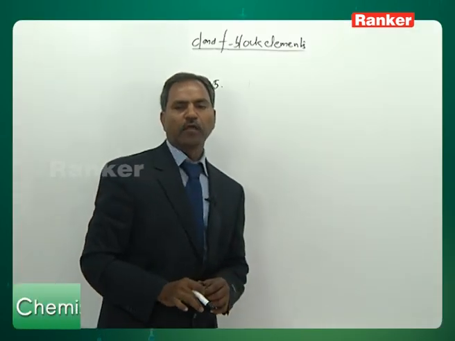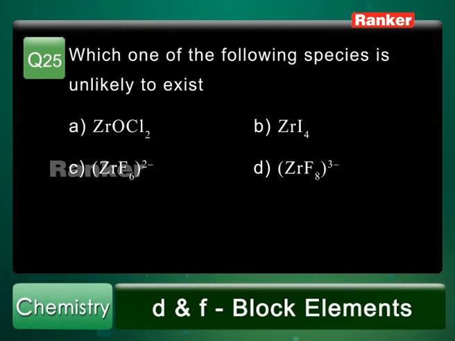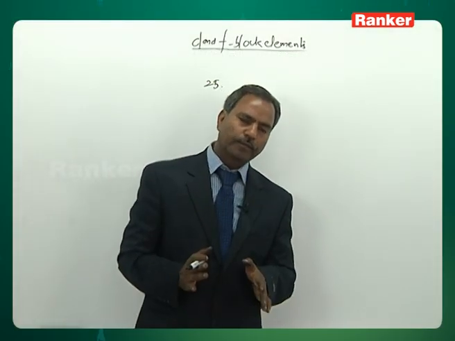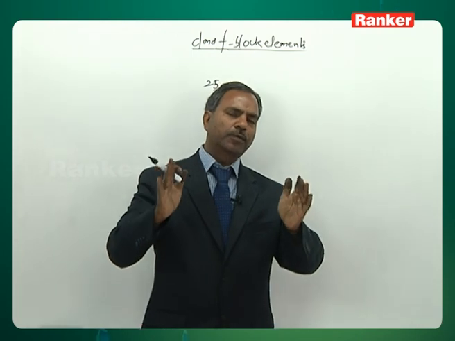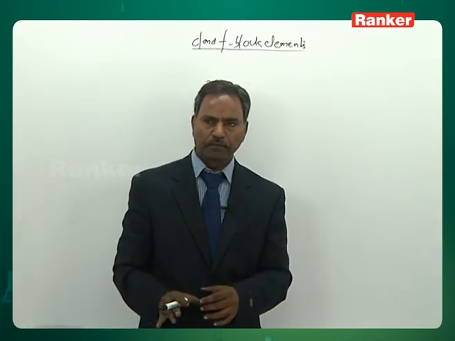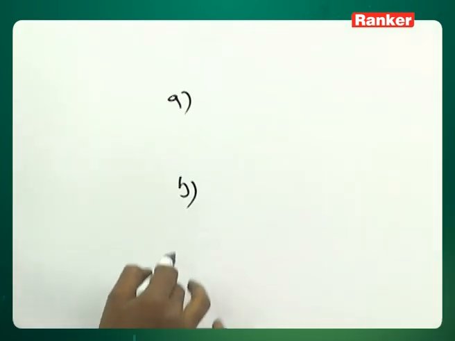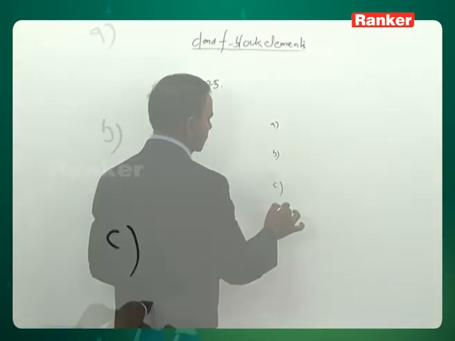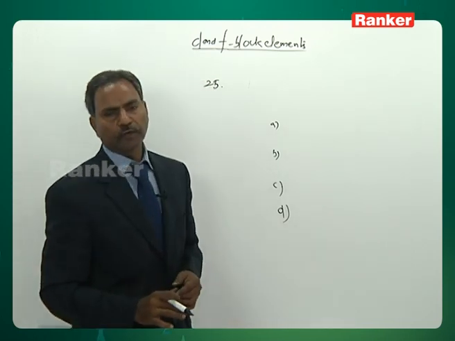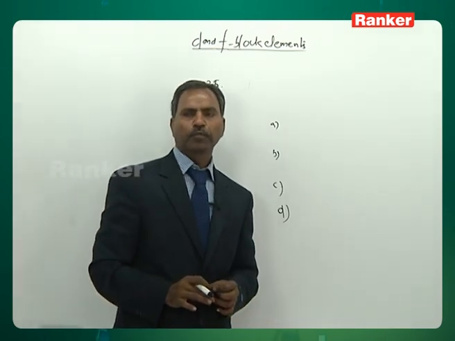Coming to question number 25, which of the following species is unlikely to exist? It's again one more interesting question. Before this, we have solved this type of questions. Two questions we have solved on vanadium. Zirconium is given here. What is the maximum possible oxidation number for zirconium? Yes, zirconium's maximum oxidation number is +4. Take options B, C, D. The maximum oxidation number of zirconium is +4 only, it should not exceed +4.